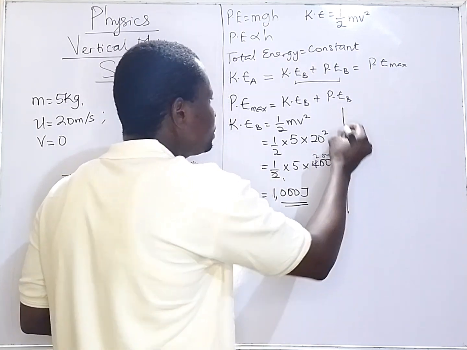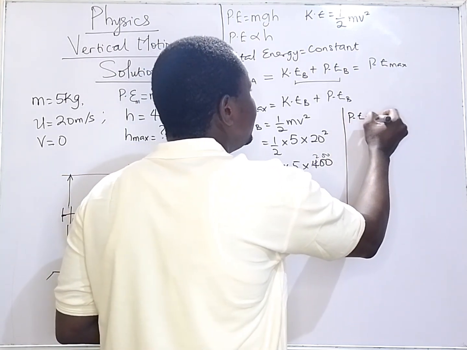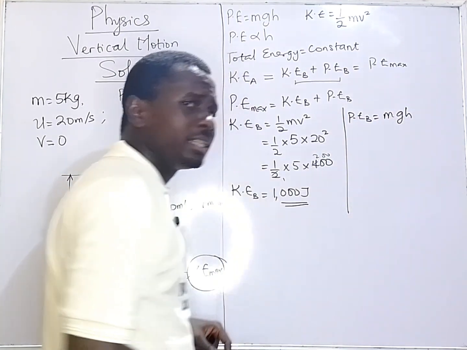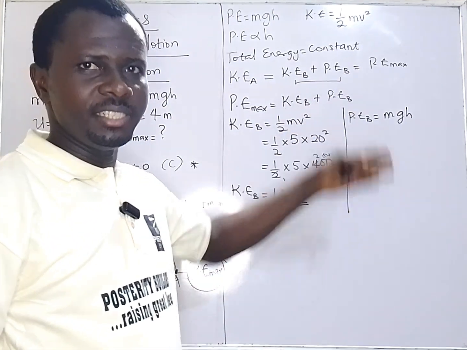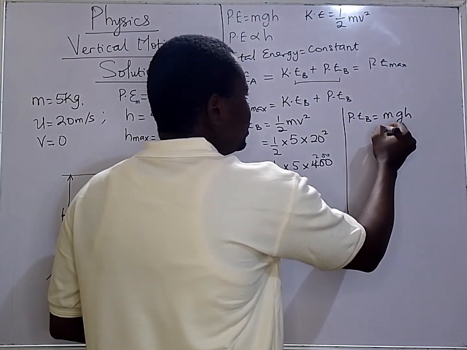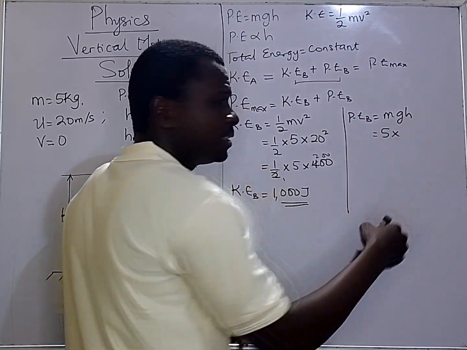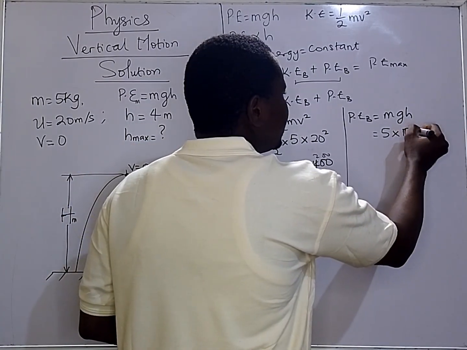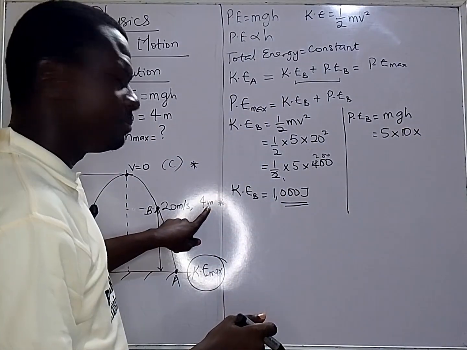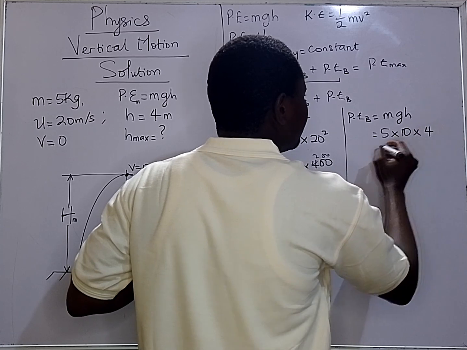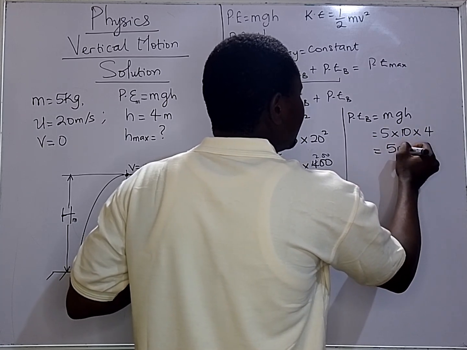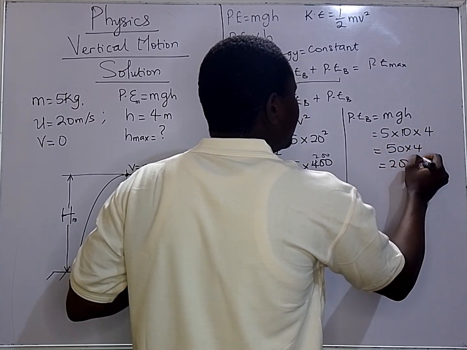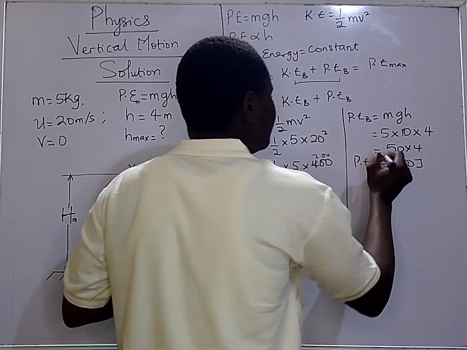Now, the potential energy at B is mgh. That's the formula: mass times acceleration due to gravity times height. So our mass is still the same, 5, times acceleration due to gravity, let's take it as 10, times height. What's the height at B? That's 4 meters. 5 times 10 is 50, times 4, that's 200 joules. That's the potential energy at B.